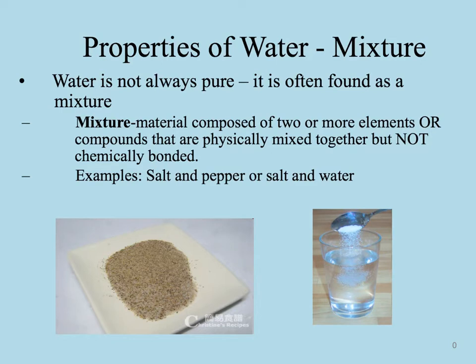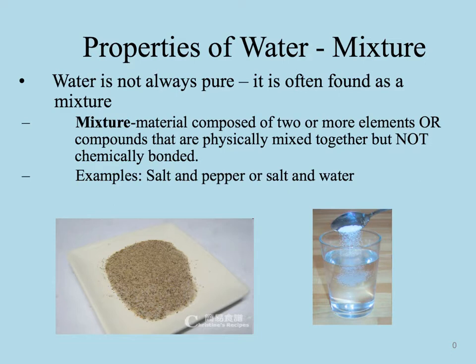So properties of water, again, you heard me talk about a solution, and you need to know what a mixture is. A mixture basically is composed of two or more elements or compounds that are physically mixed together but not chemically bonded. So you can physically separate them. So salt and pepper would be an example of a mixture, and salt water is also an example of a mixture. And you can separate the salt from the water by boiling it. Water would evaporate out, and then salt would be left behind.